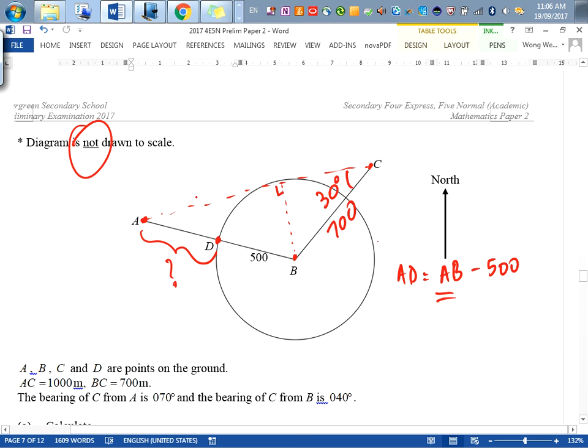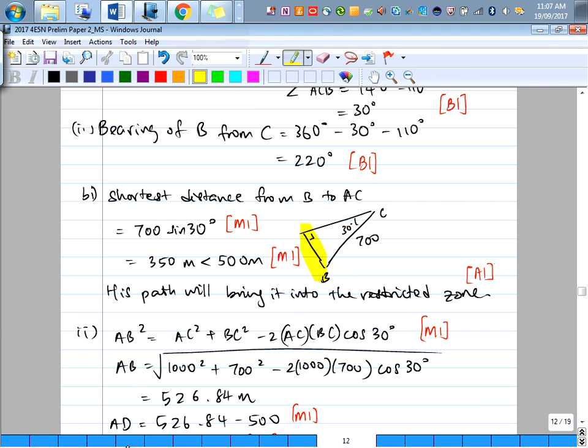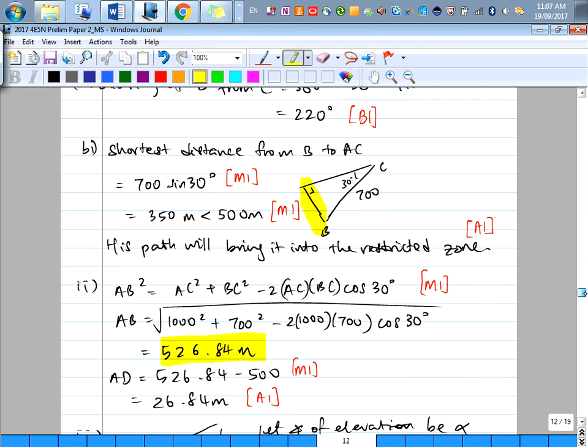And AC is 1000. Okay? With one side, one included angle, and another side, I can find the length of the third side using my cosine rule. So using cosine rule, AB squared equals AC squared plus BC squared minus 2 AC BC cosine 30. Solve for AB. Then subtract 50 to get the length of AD.